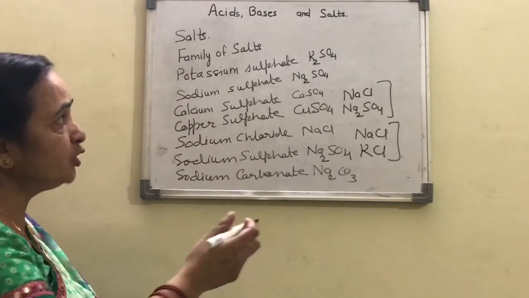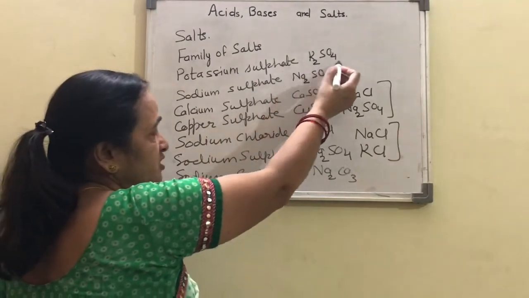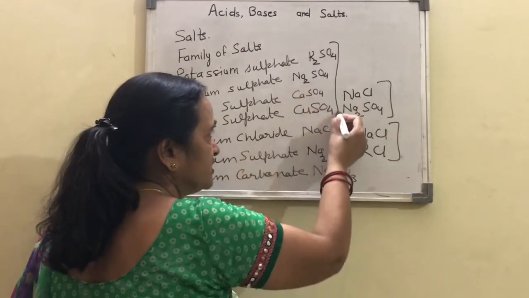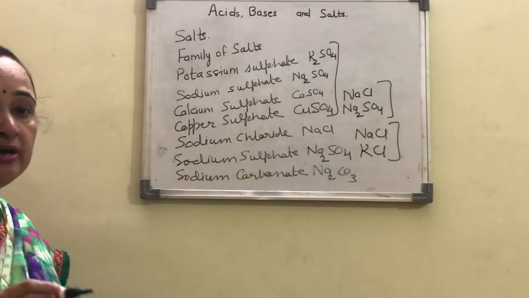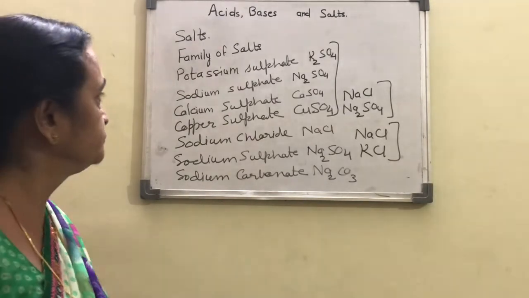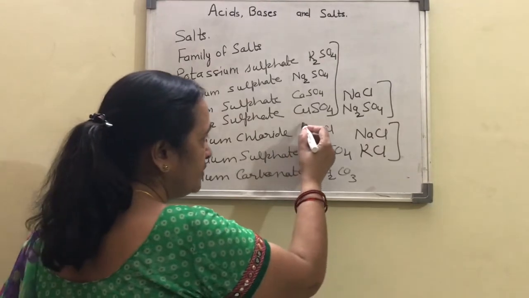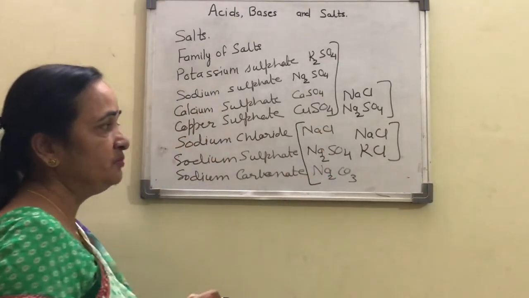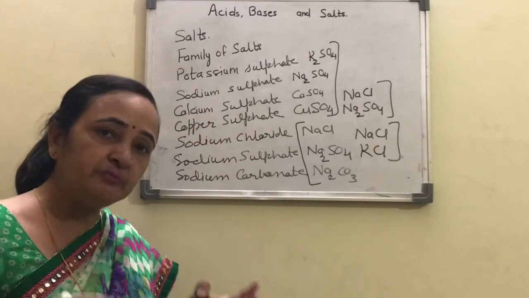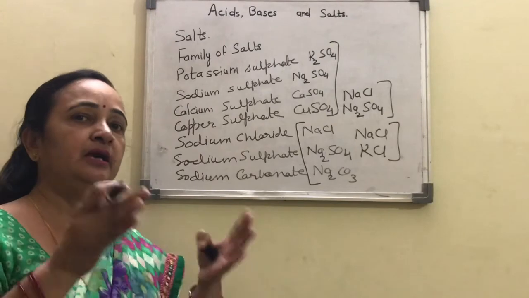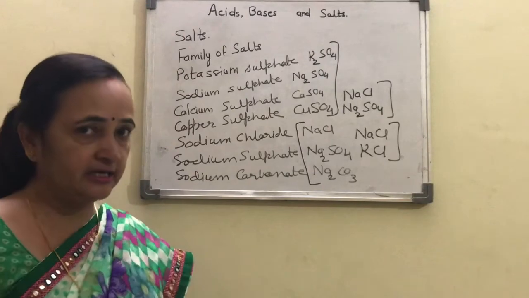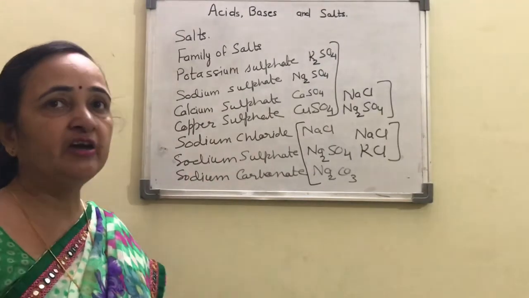Okay, so you can see that in potassium sulfate, sodium sulfate, calcium sulfate and copper sulfate, everywhere sulfate is there. So we will say that they belong to the family of sulfate salts. Now here you just carefully observe, here sodium is common. So it means they belong to the sodium family. So this way different families of salts are there. Either the positive radical may be common or the negative radical may be common, and this way families of salts are formed.